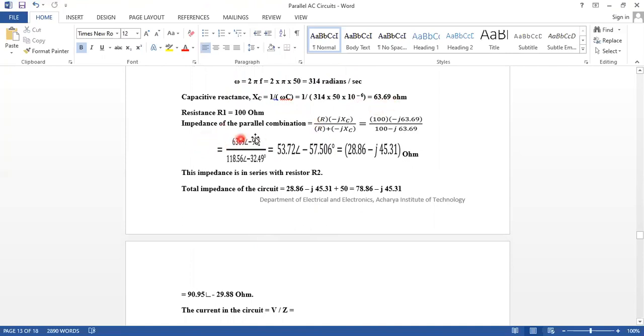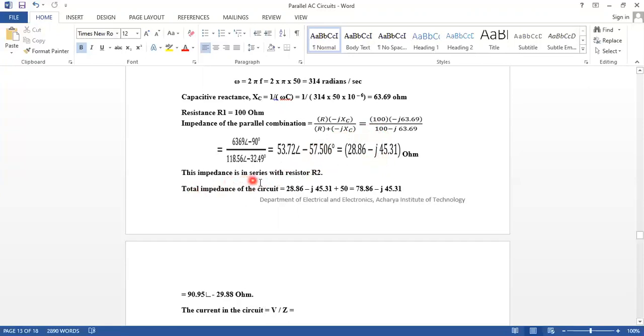Okay, now how to find out the impedance of a parallel combination. First you find out this R and XC connected in parallel. So R into minus JXC, because capacitive reactance you always take as minus JXC. Just as you have R1 and R2 connected in parallel, how do you find out? R1 R2 divided by R1 plus R2. Similar way, R into minus JXC divided by R plus minus JXC. Substitute it and find out the total, that is the impedance of the parallel combination.